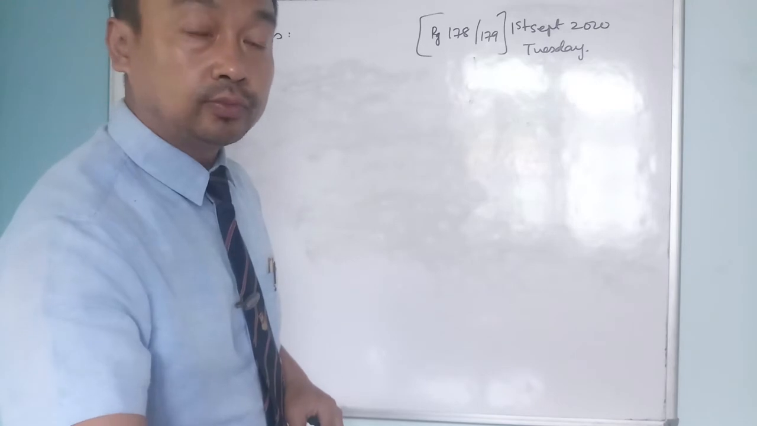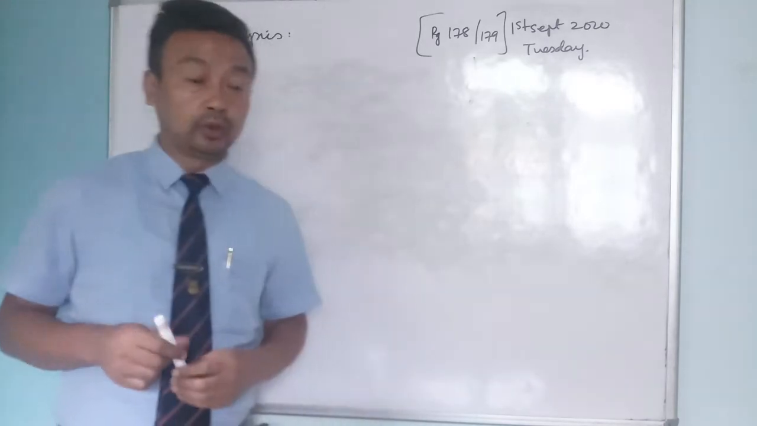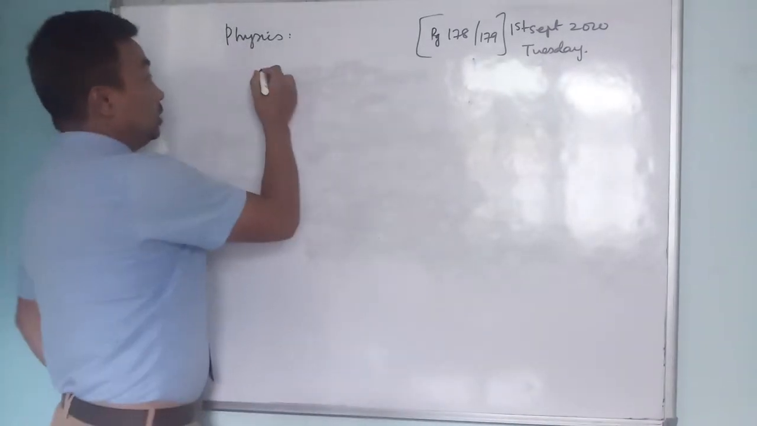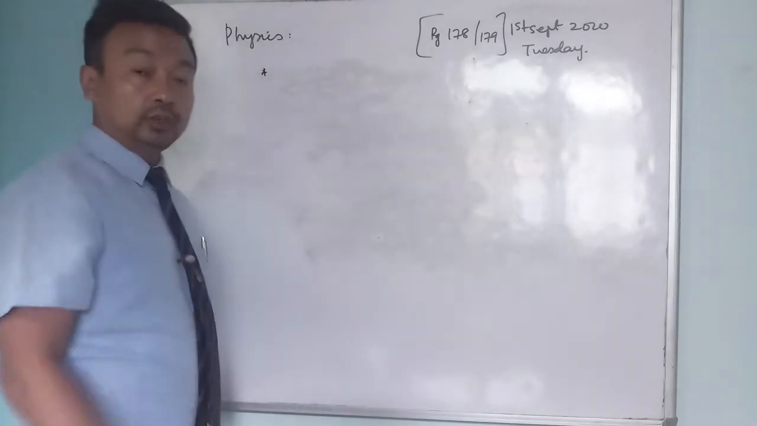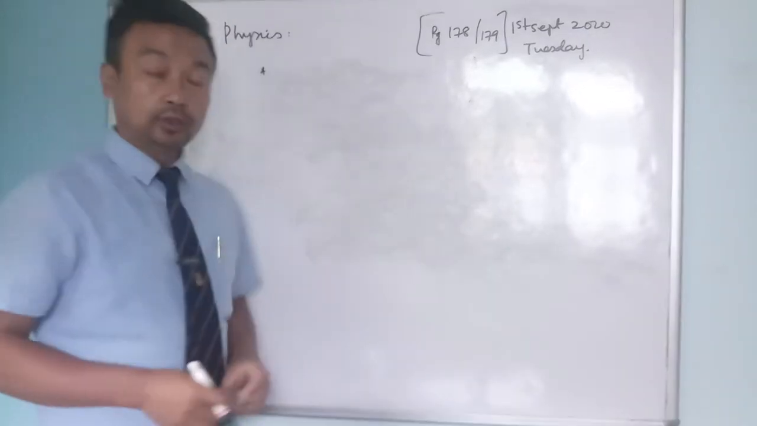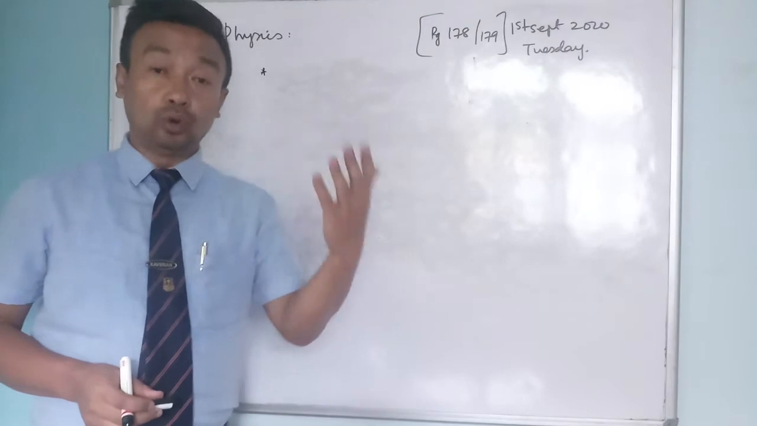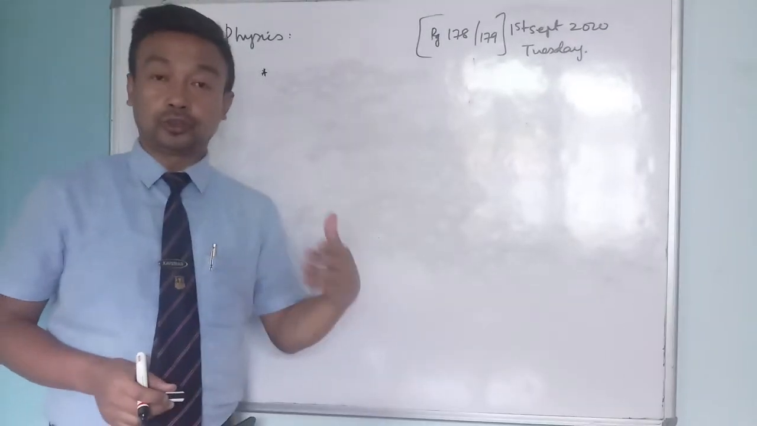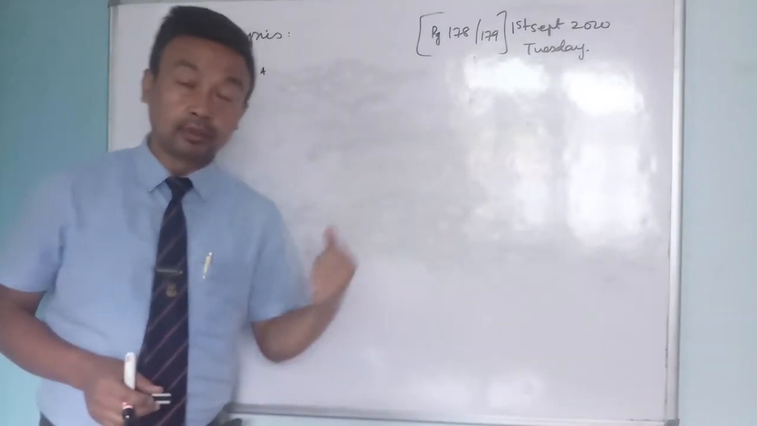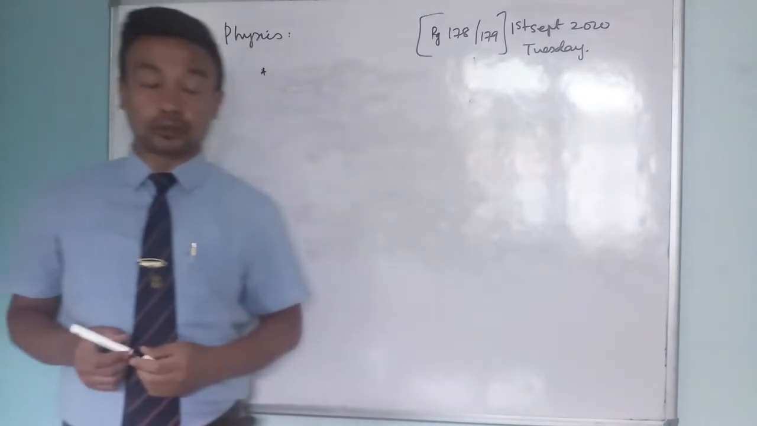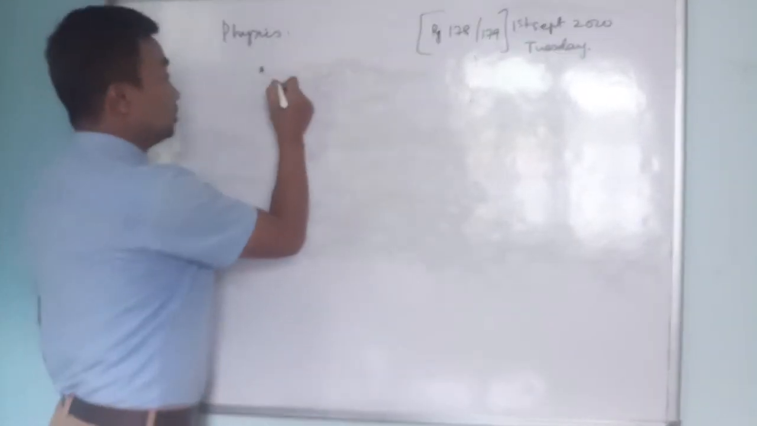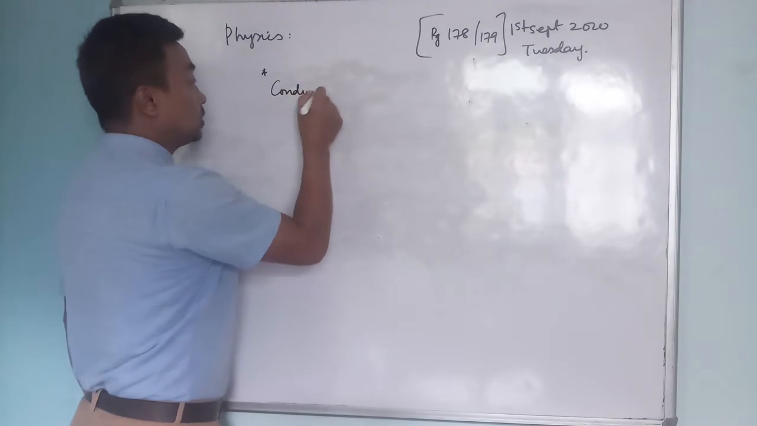is ohm. Now there are other larger units also. You can refer to the textbook. In the larger units you also have kilo ohm, mega ohm, etc., where kilo is 10 to the power 3, mega is 10 to the power 6. Now there is another term, that is the conductance.